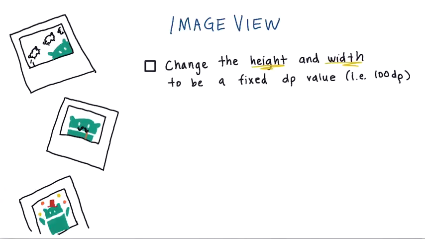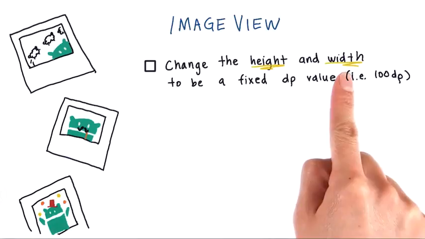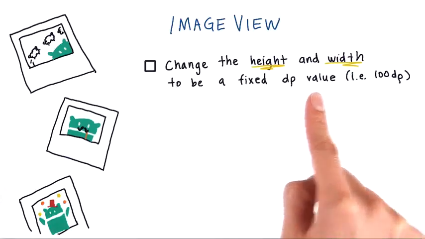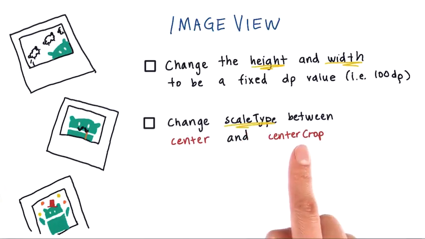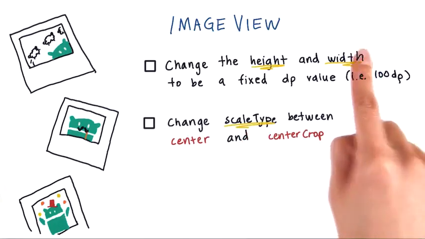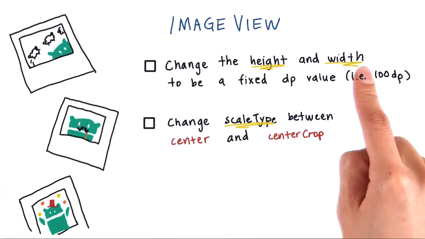Okay, now it's time for you to try. Specifically, we would love for you to be able to change the height and width of the image view to be a fixed dp value. Try something like 100 dp. Then change the scale type between center and center crop. And you can also adjust the height and width of the image accordingly.